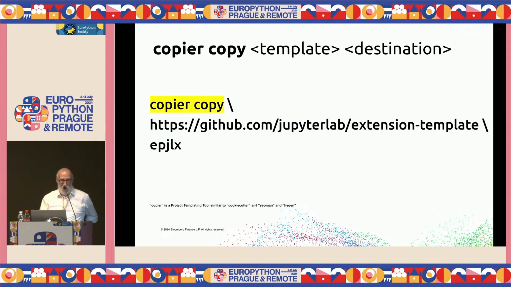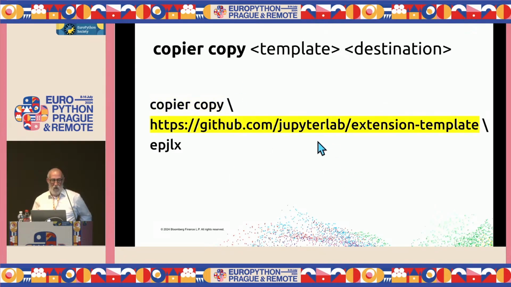Next, we're going to run Copier. Copier is a project templating tool similar to Cookiecutter or Yeoman or Hygen. So we run the copy command on Copier. We're going to take our template from github.com/jupyterlab/extension-template. And we're going to name our extension EPJLX, for EuroPython JupyterLab extension.